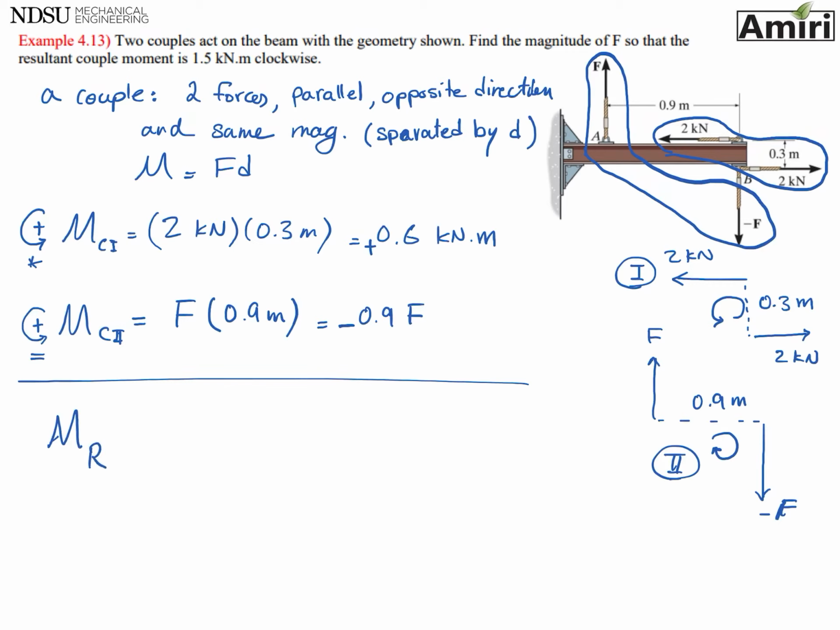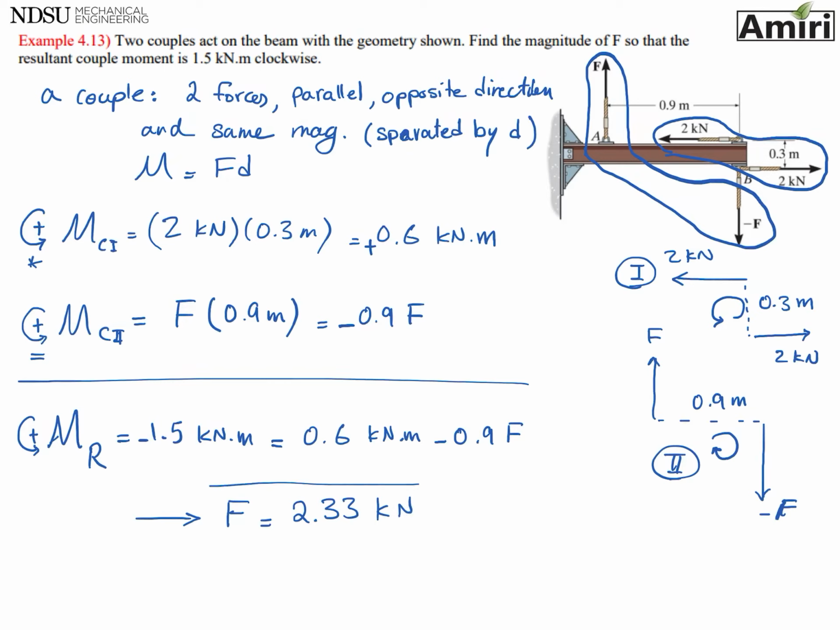So total moment equals 1.5 kilonewton meters, and it says it's going clockwise. So again, it's going to be against my sign, so I'm going to put minus, is summation of those two, 0.6 kilonewton meter minus 0.9 F. By rearranging this equation, I am going to get F equals 2.33 kilonewton. So I've got to pay attention to the units.